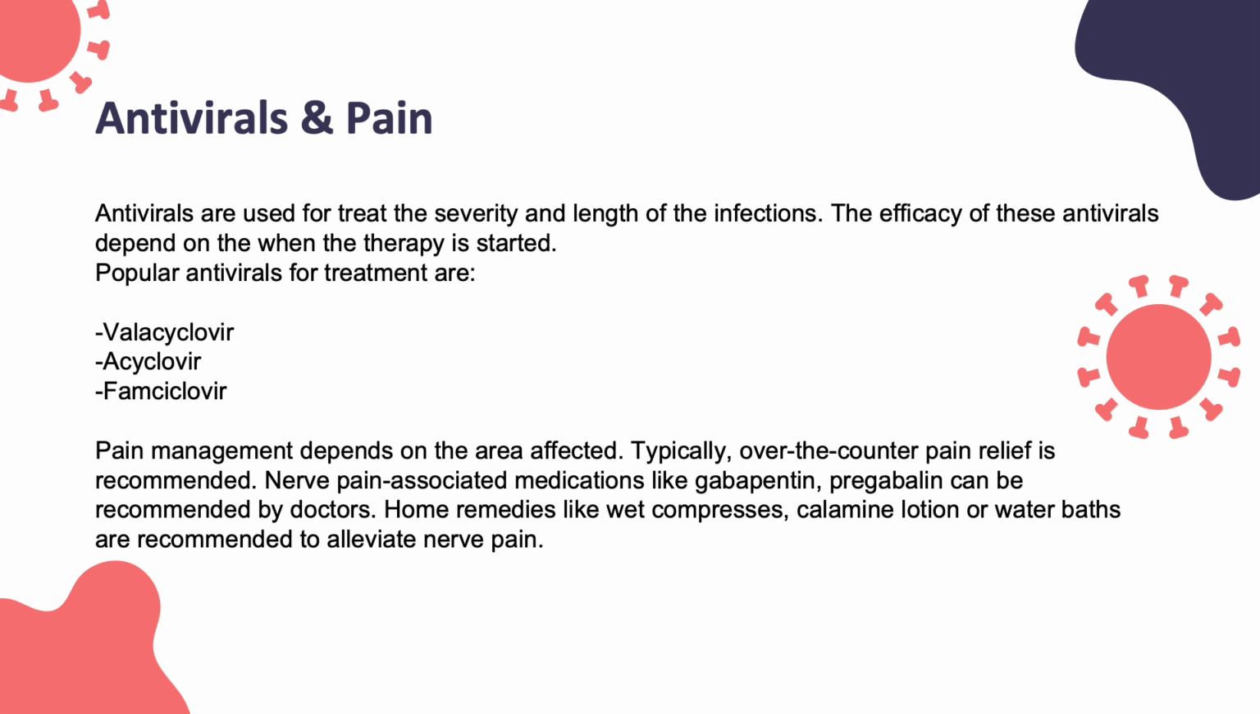Antivirals and pain. Antivirals are used to treat the severity and duration of the infection. The efficacy of these antivirals depends upon when the therapy is started. Pain management depends on the affected area. Typically, over-the-counter pain relief is recommended. Nerve pain-associated medications like gabapentin and pregabalin can be recommended by doctors. Home remedies like wet compresses, calamine lotion, or water baths are also recommended to alleviate nerve pain.